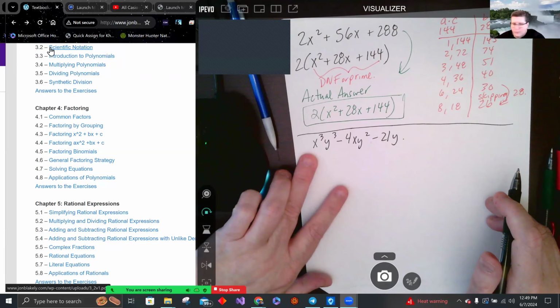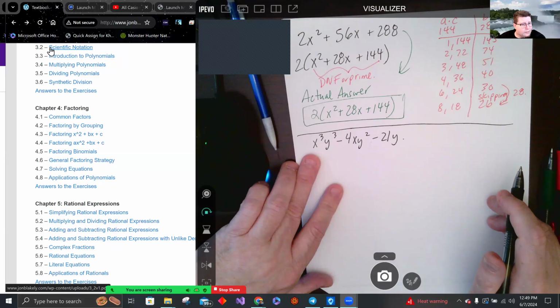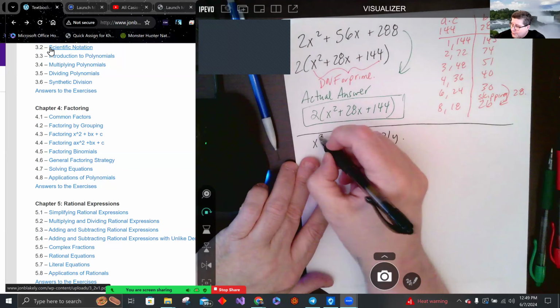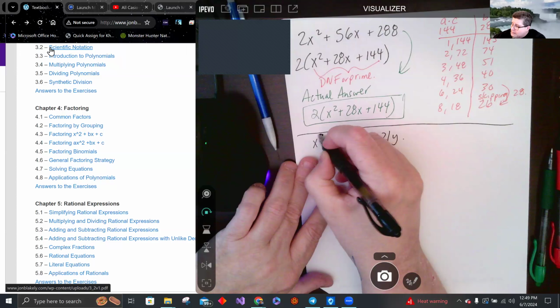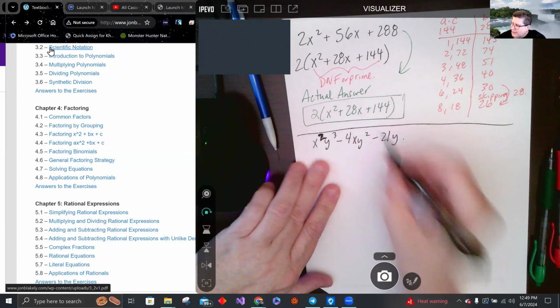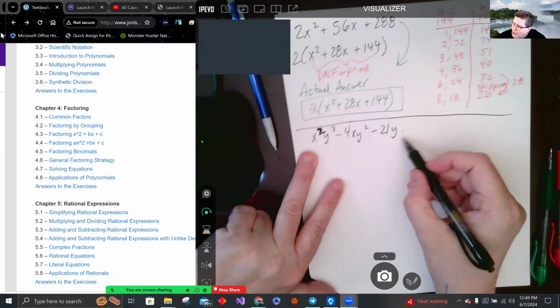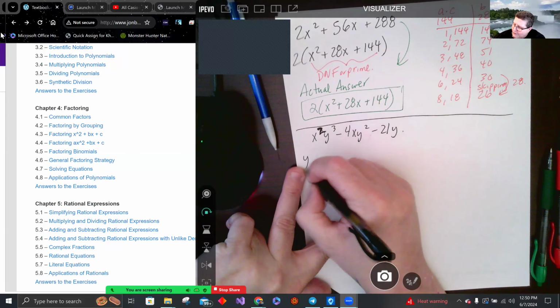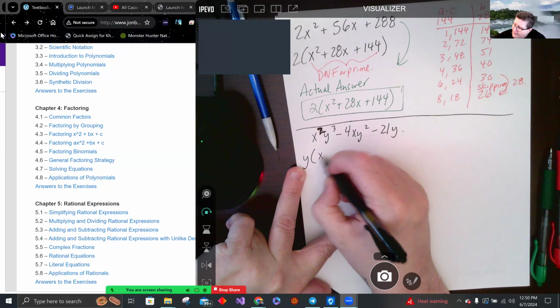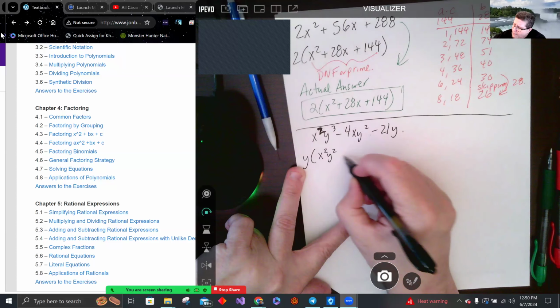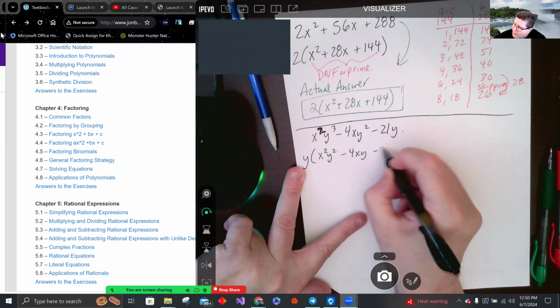Now the x cubed, let's just say x squared, not x cubed. The x squared doesn't have a number in front of it, so there's no number in the greatest common factor. They all look like they have a y, so I can factor out a y. And I have x squared y squared minus 4xy minus 21.